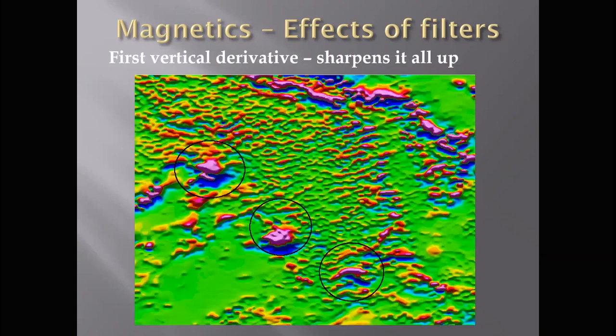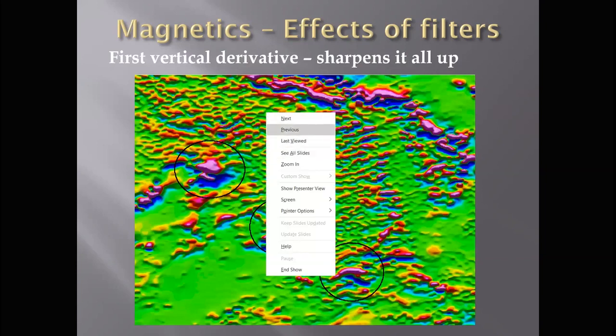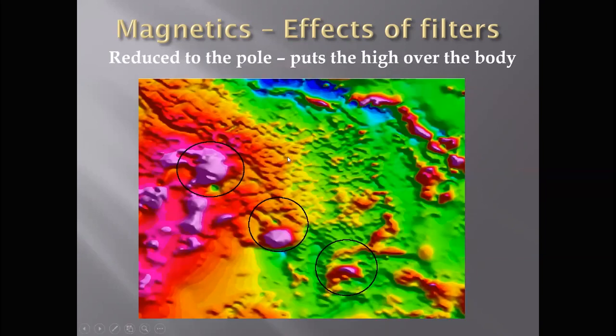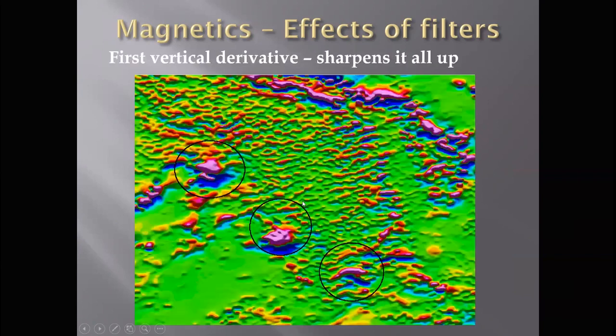Vertical derivatives basically sharpen up everything. So if I go back to this previous one, you'll see that this magnetic texture in the background here, this ripple effect, is not as obvious as it is when I sharpen it up with the derivative. And also, you'll find that when you do TMI, total field, and reduction to the pole, these magnetic highs are much bigger than the body. What the first vertical derivative tends to do is make them smaller and create an anomaly that is more in keeping with the size of the body that's causing it.